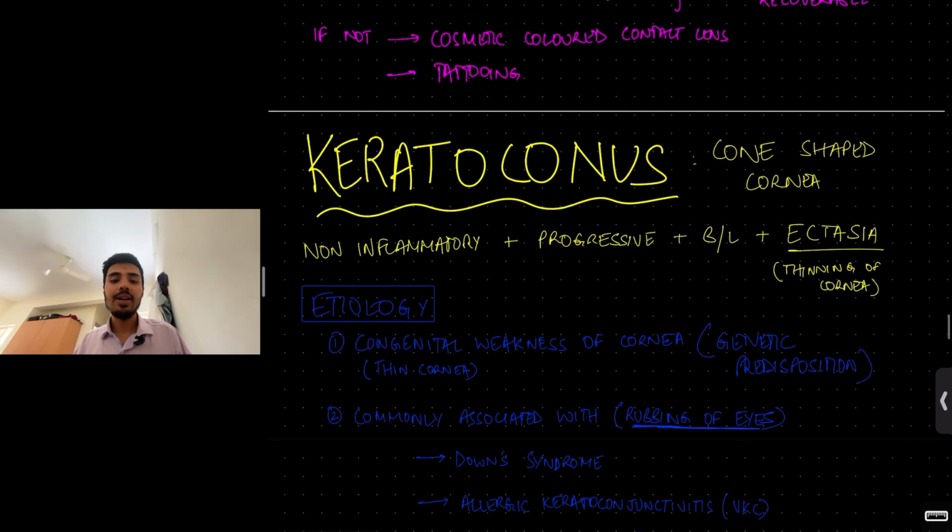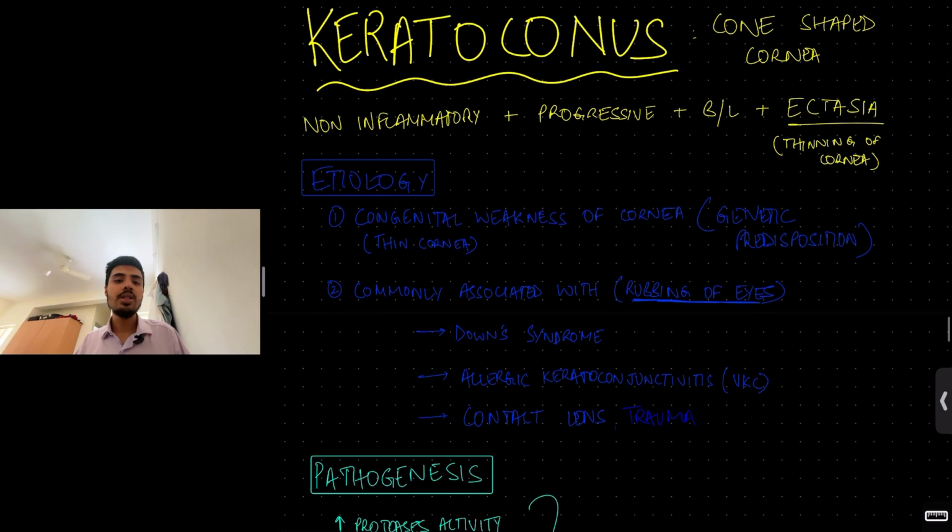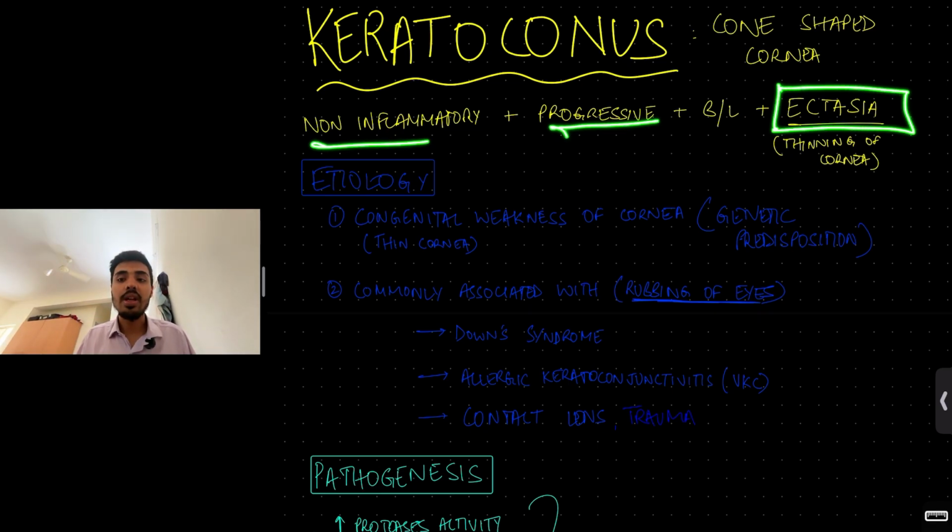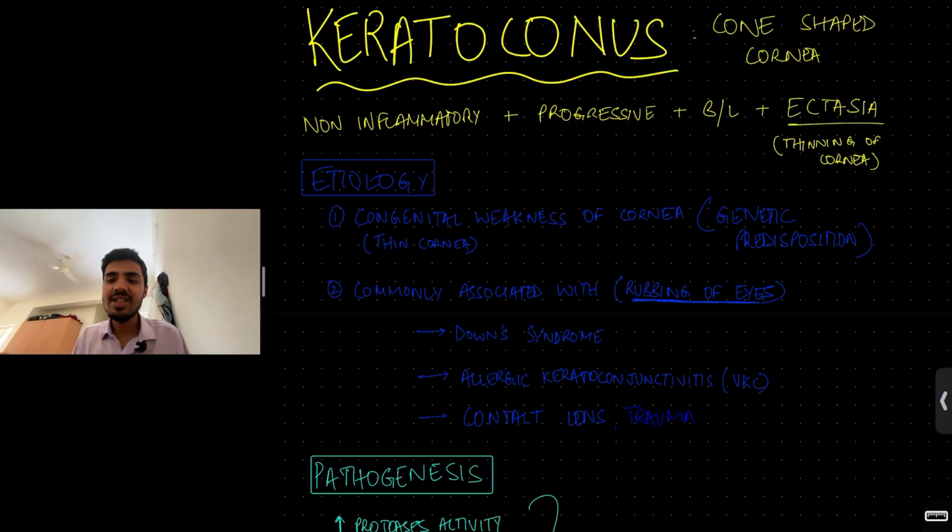Then coming to keratoconus. Keratoconus is mostly bilateral. It is a progressive, non-inflammatory, ectatic condition of the cornea, where the cornea becomes cone-shaped. Conus, cone. So what is ectasia? Ectasia is thinning of the cornea. So the cornea is becoming thinner and thinner, and it is progressive. It is becoming more and more cone-shaped, and there is no inflammation, non-inflammatory.